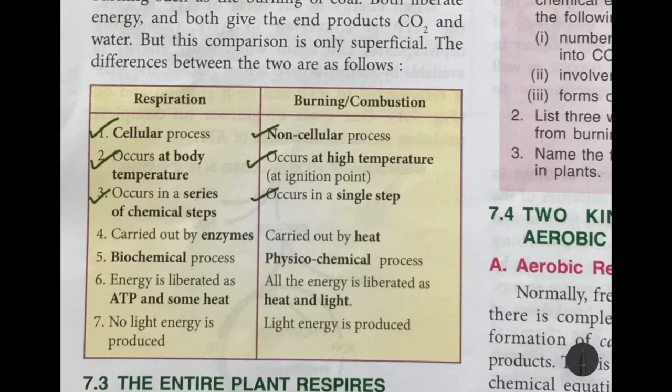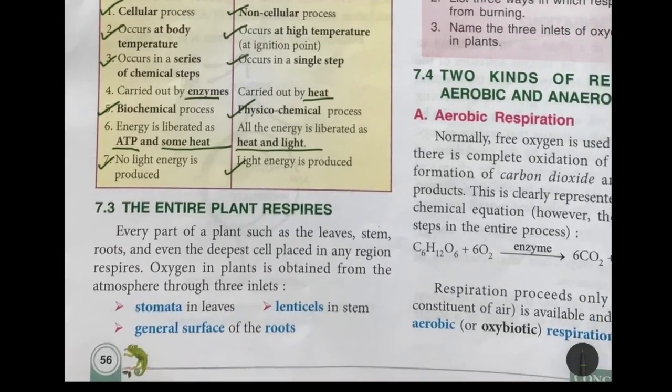And for respiration, what do we need? We need enzymes. But for burning, what do you need? You need heat. Respiration is a biochemical process, whereas burning is a physiochemical process. And energy is liberated as ATP and some heat, but in burning, energy is liberated as heat and light. And of course in respiration no light energy is produced, but in burning light energy is produced.